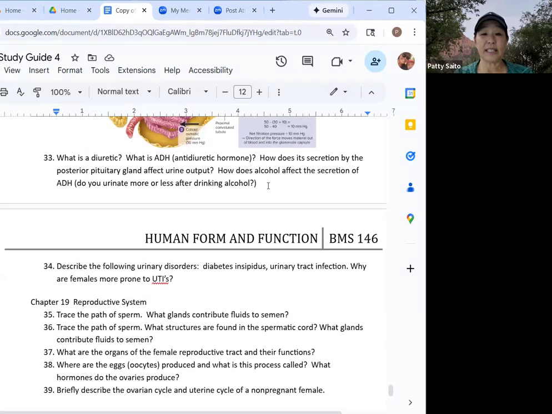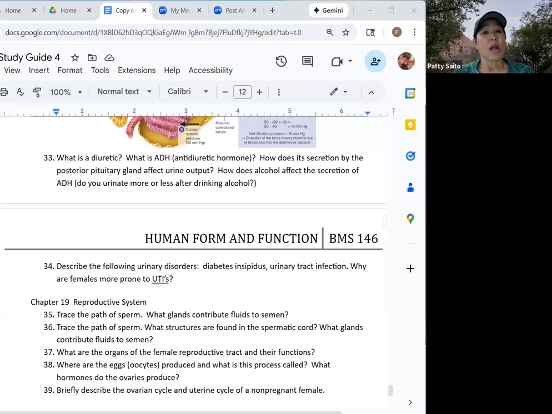A couple other questions. A diuretic. What's a diuretic? You've probably heard of that term before. A diuretic is anything that makes you pee more, increases your urine output. So think of the things that make you pee more. You drink coffee, you might have to pee more. You drink alcohol, maybe it makes you pee more. All those things act as diuretics. How they work is different depending on what the drug is, but if it makes you pee more, then it is a diuretic.